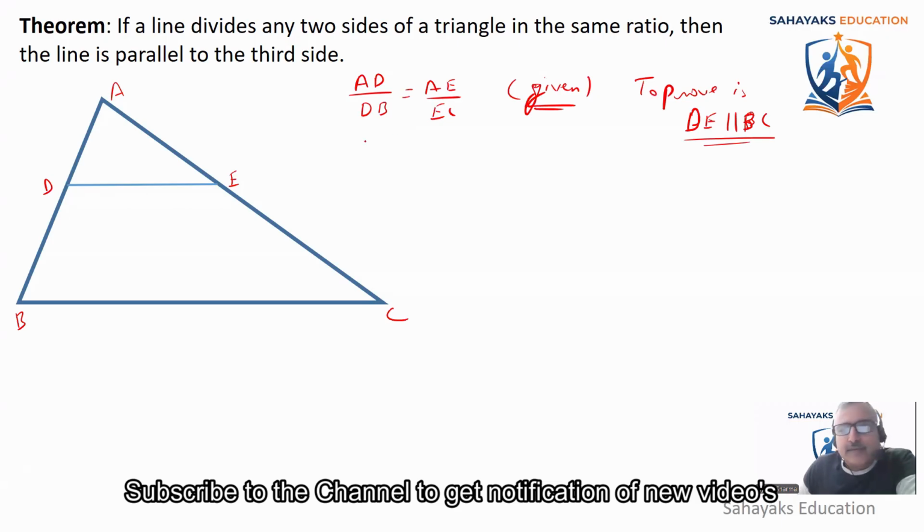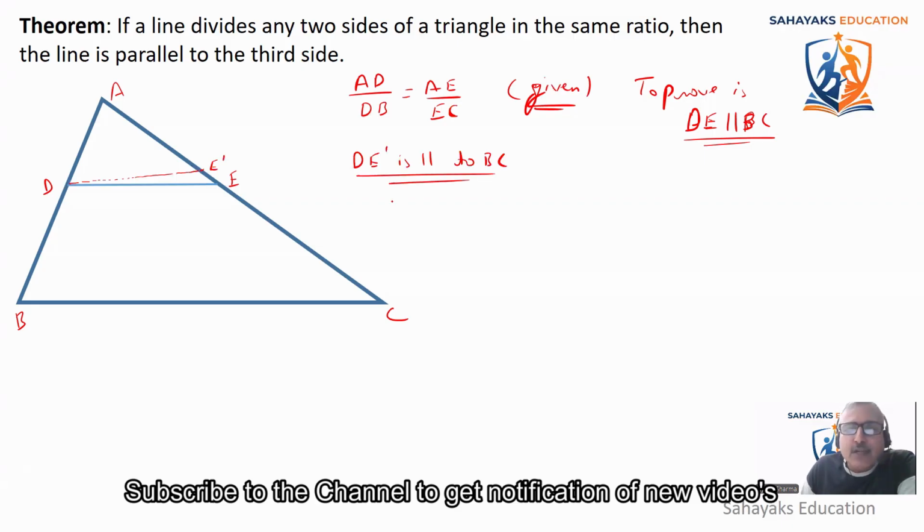To prove that, we are considering that DE is not parallel as of now. We don't know whether it's parallel or not. So what we are going to do, let's create a line which is parallel to BC. So this is the line. We'll point it as E dash. So this is the construction: D E dash is parallel to BC. So we have constructed this line.